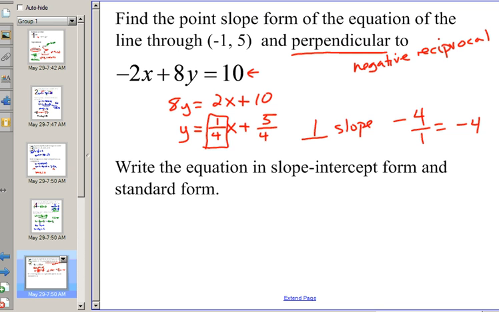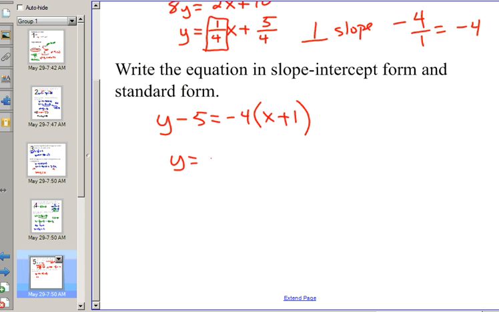So now when I want to write the equation in point slope form, I'm going to use my point. So y minus 5 is my slope, -4x minus x1, which is -1. So that becomes +1. Slope-intercept form, -4x minus 4 plus 5, or -4x plus 1.